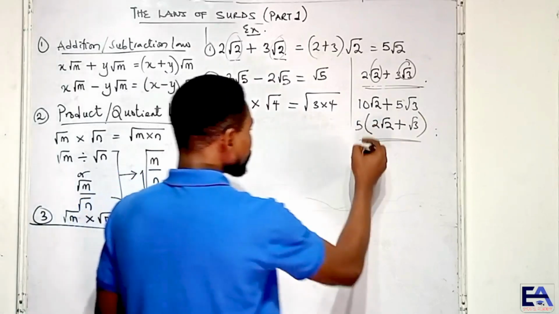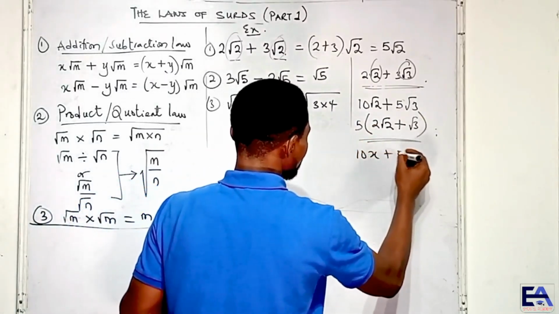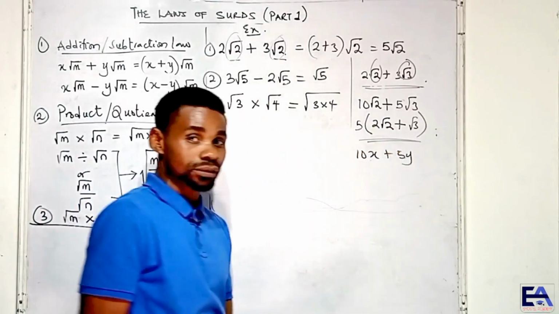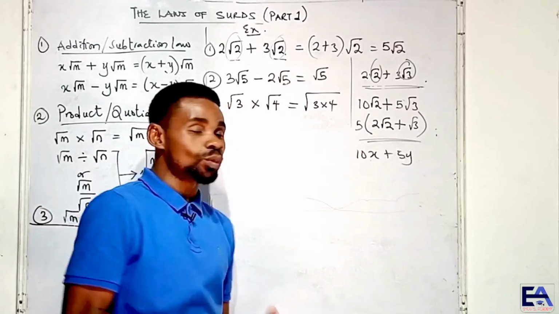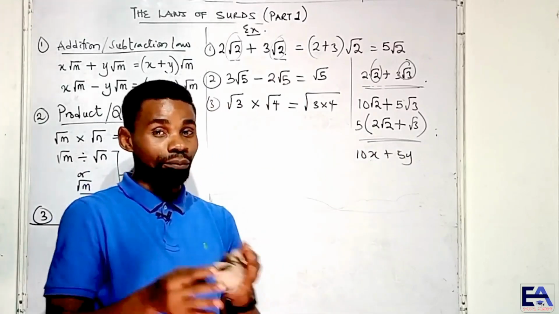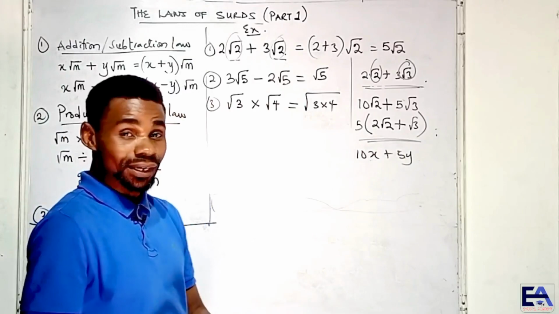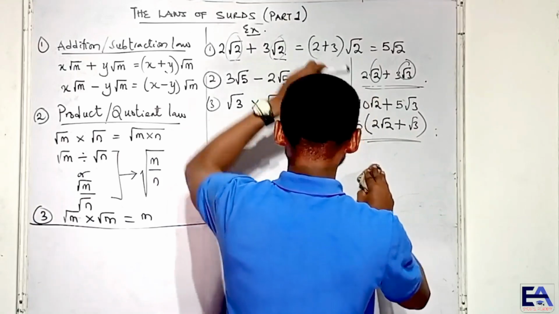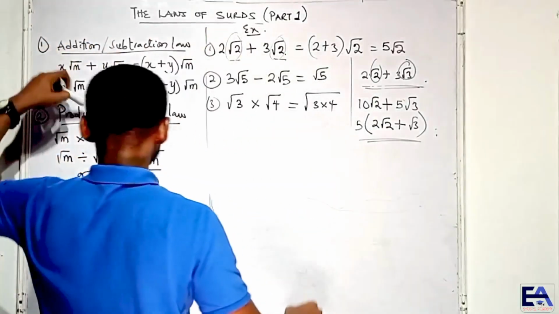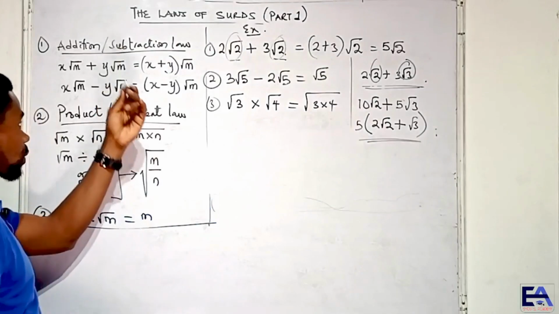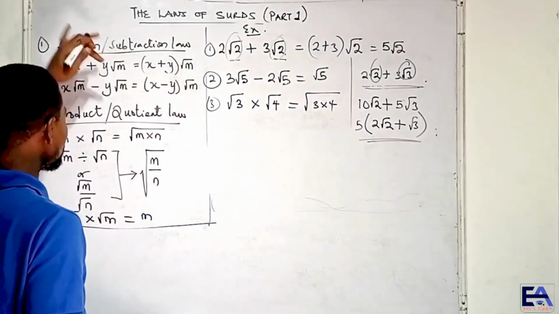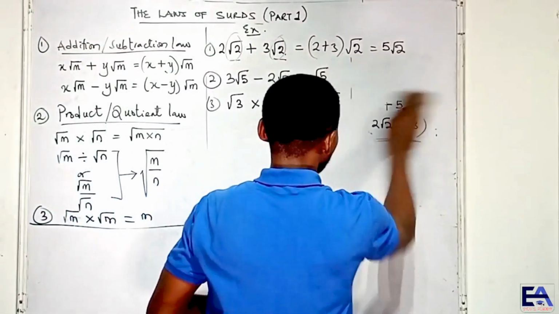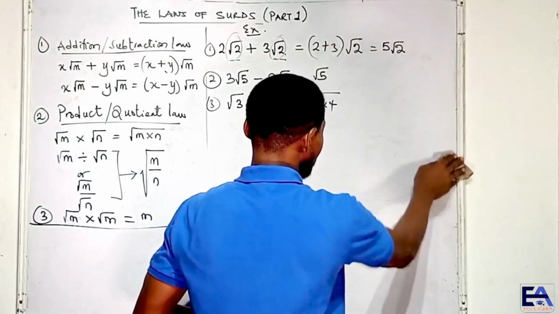It's just like you saying 10x plus 5y. You cannot add $10 to 5 naira. It doesn't go. You can only add when both of them are x or when both of them are y. Okay, so that is how it goes for addition and subtraction. This law of addition and subtraction is only applicable to a situation where the roots are identical. Do you understand? So that is where the surds are identical.